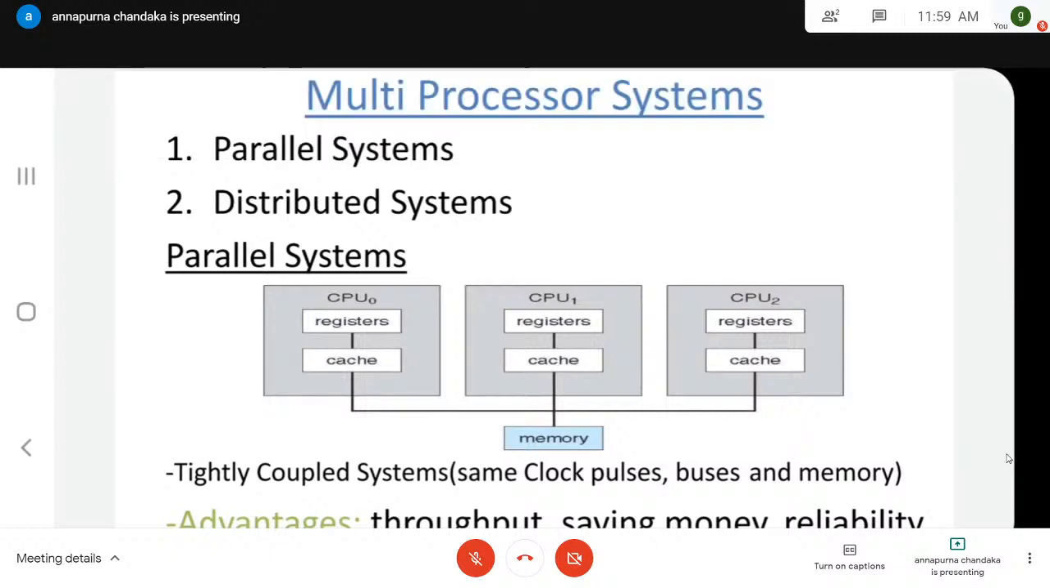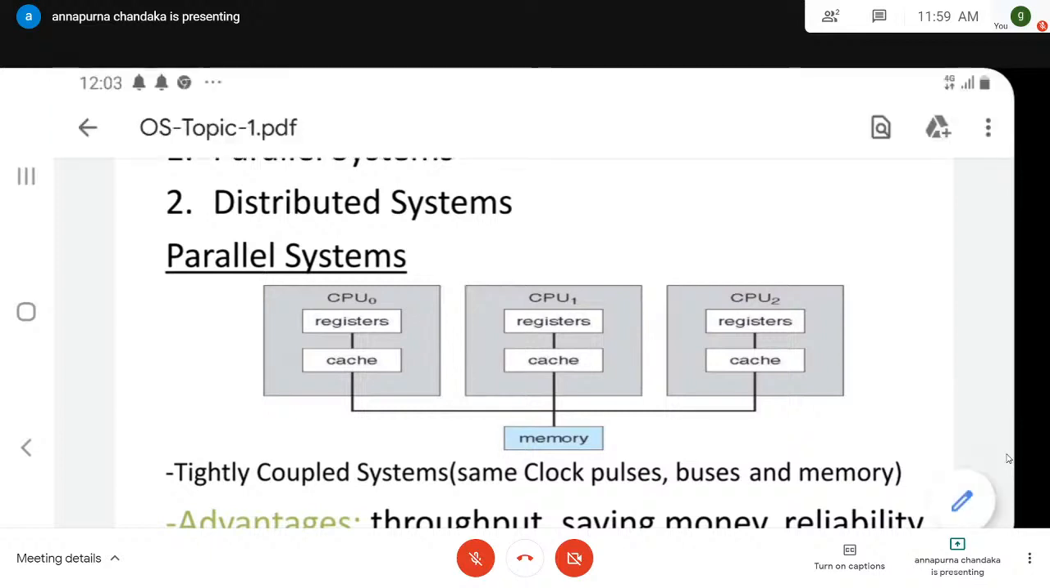So now we are keeping more number of CPUs in a single system. In order to take all the CPUs at the same time, multiprocessor operating systems are required. That's why.